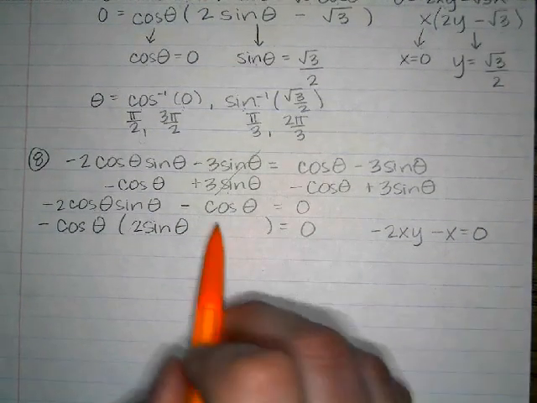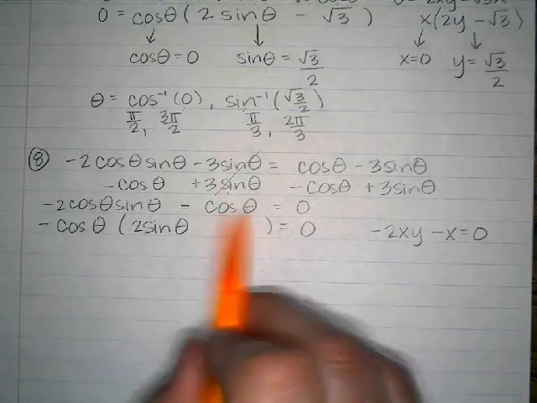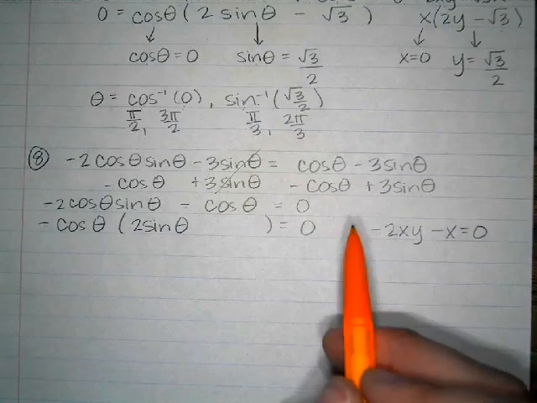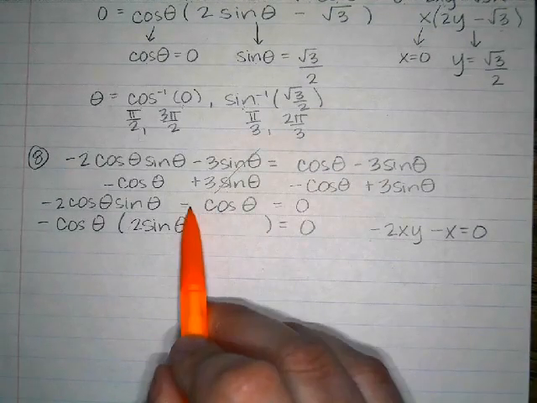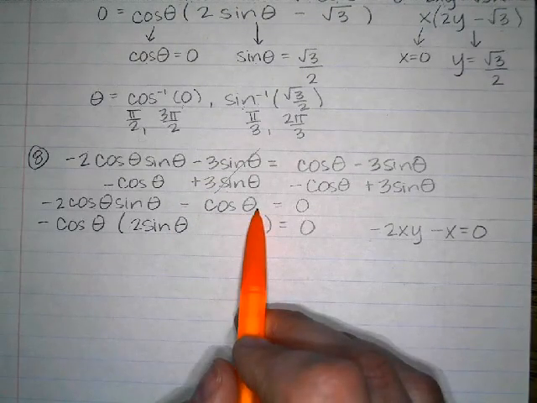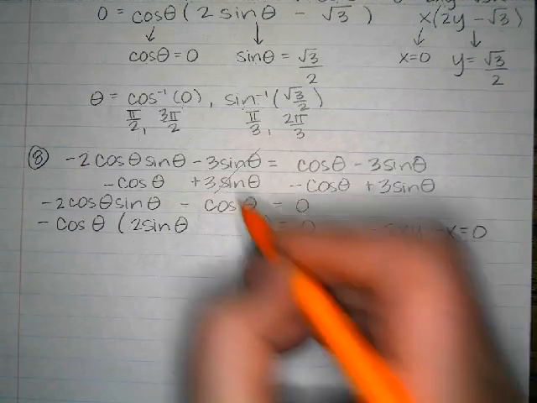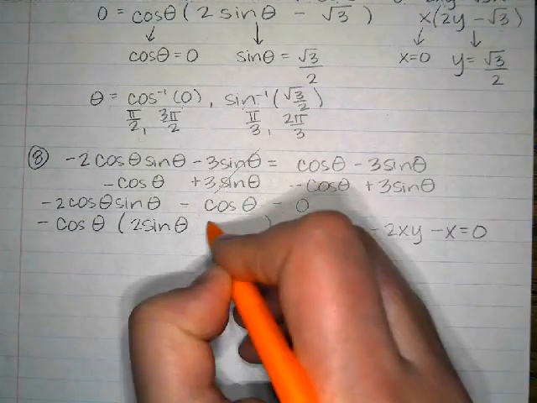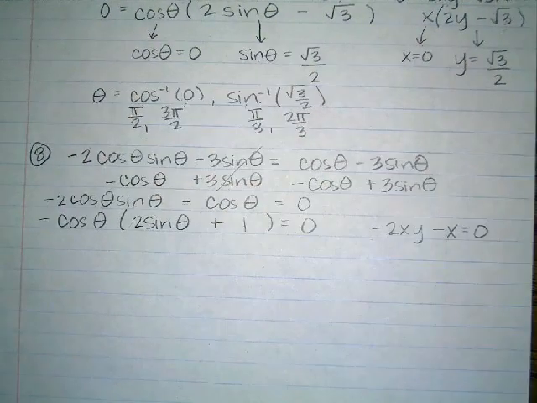And then for the second term, negative cos is exactly what the second term is. So we just need to figure out what is negative cos divided by negative cos. It's 1, and it's a positive 1. So I'm going to write plus 1, and we can kind of think of that as a placeholder.